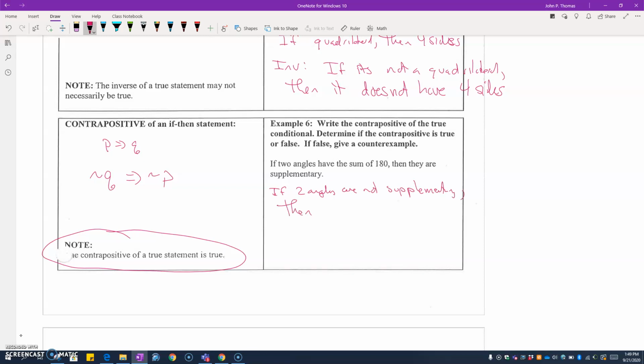then they do not have a sum of 180 degrees. And this is the one logically equivalent to the original conditional statement. The inverse and converse are not necessarily equivalent, but the contrapositive always is. It has the same truth value as the original statement. So that takes us through the different types. Tonight's homework is really going to be a lot of practice of identifying hypothesis, conclusion, and then rewriting each of these forms of a conditional statement. All right, thanks.